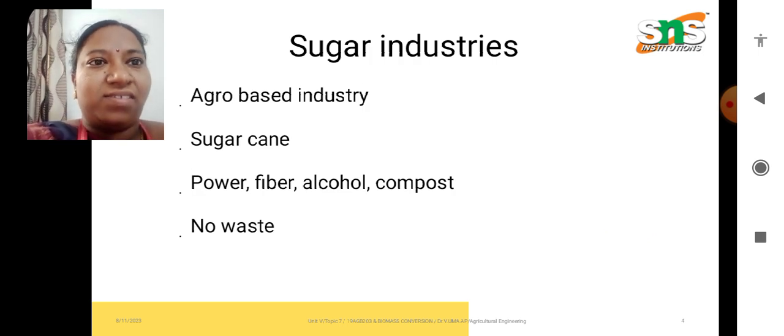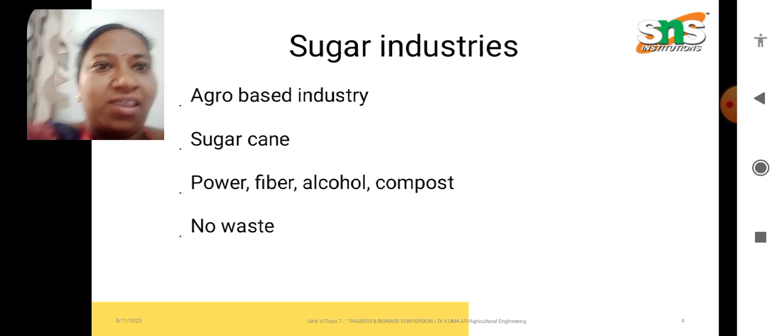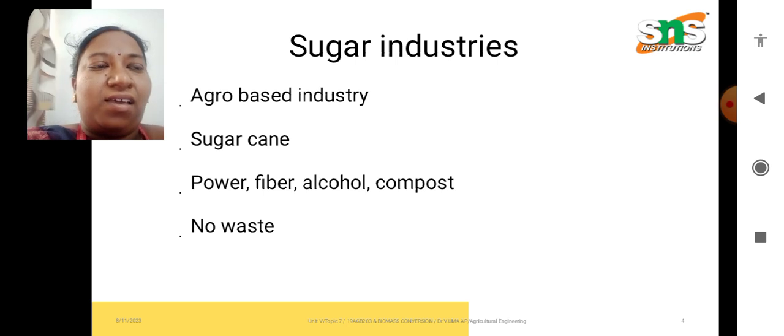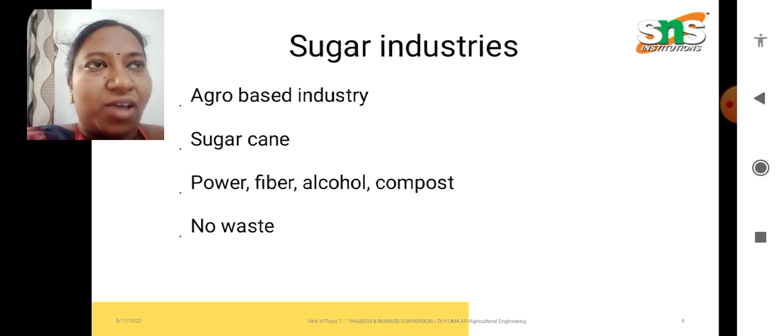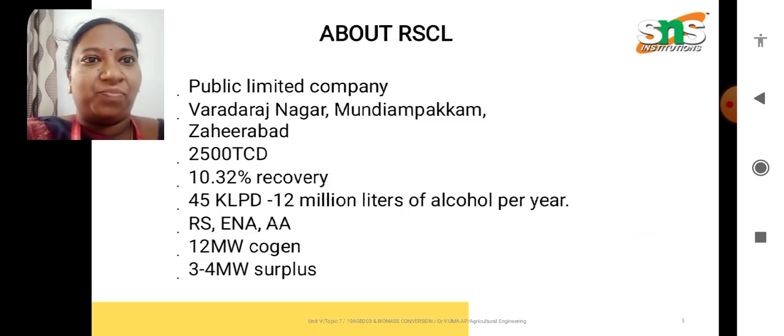Sugar industries. As we all know, sugar is an agro-based industry, and sugarcane is the raw material used. From that, they are producing power, fiber, alcohol, and biocompost. So, there is no waste coming out of this industry.